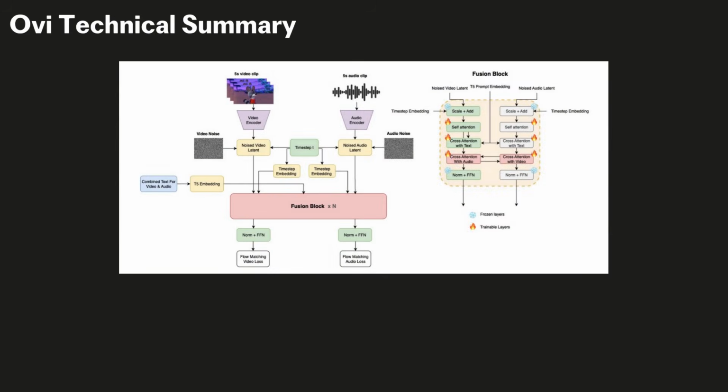So here is its architecture diagram, and we'll cover three of the main features. The first is input and encoding. OV takes a 5-second video and audio clip, encodes them into latent spaces, and adds noise for diffusion training. A shared T5 text embedding provides context, combining visual description, spoken lines, and audio cues in one prompt.